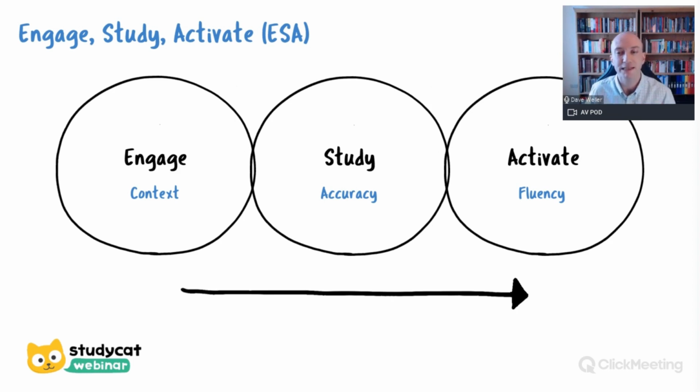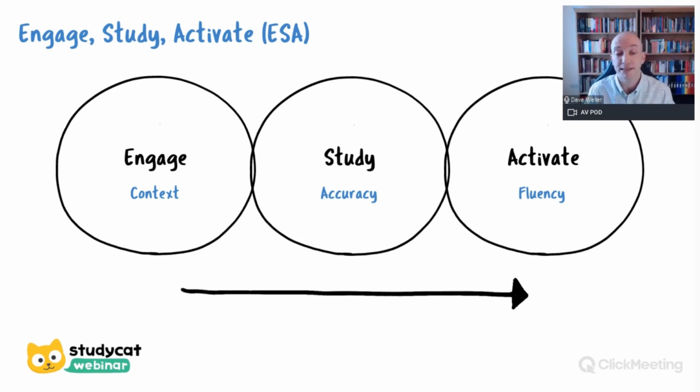Okay, so Engage, Study, Activate is very similar to PPP. Now, it was created by Jeremy Harmer, and it's in his book, How to Teach English Language. The main difference is that he designed them to almost be like Lego bricks. So whereas PPP was very much, this is how you do it, Engage, Study, Activate is meant to be used so you can rearrange it according to the class you have.